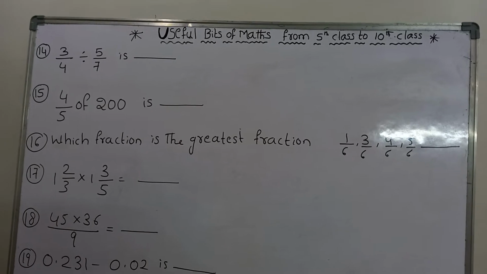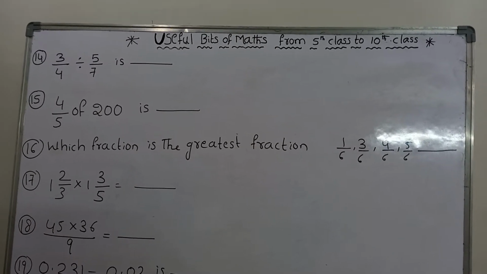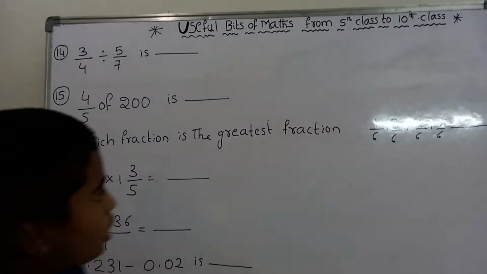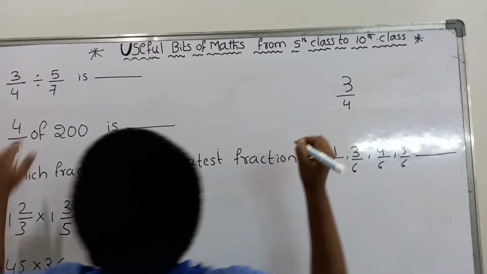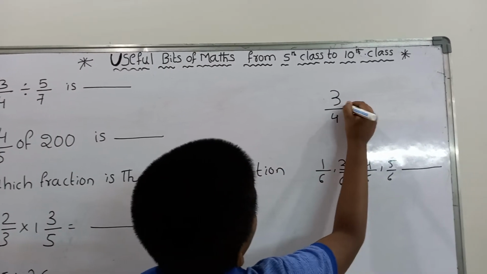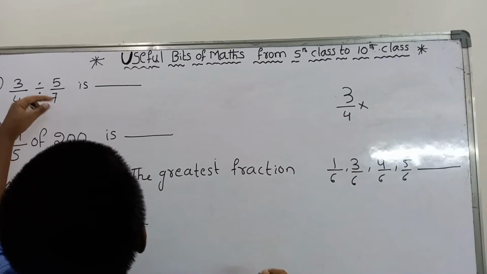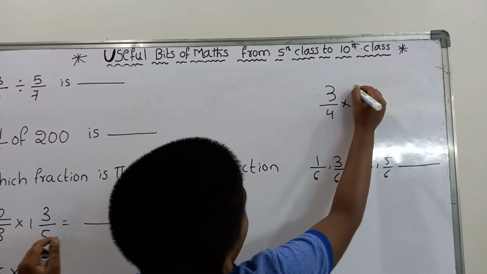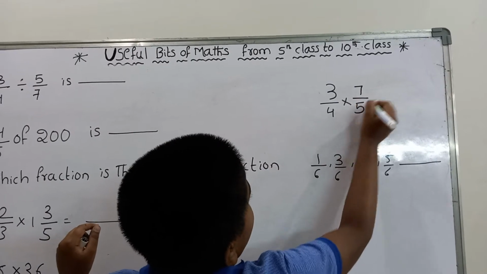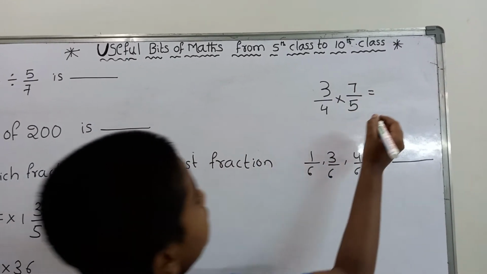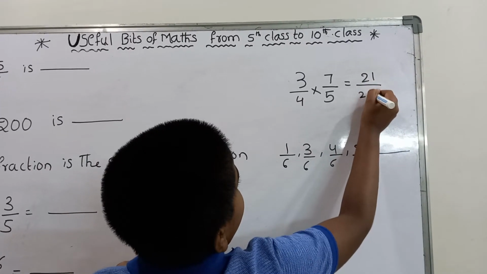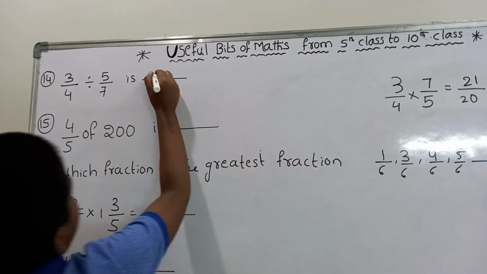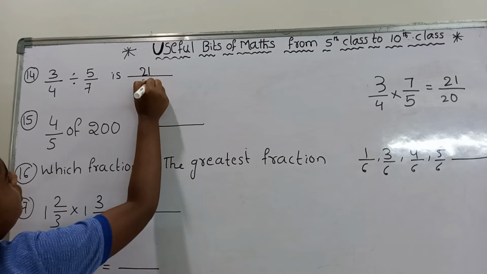Here the next question is, 3 by 4 divided by 5 by 7 is. Now 3 by 4 will be as it is and this divided by will become into, and we have to write the reciprocal of 5 by 7, that is 7 by 5. Here 3 into 7 is 21 by 4 into 5 is 20. So it is 21 by 20.